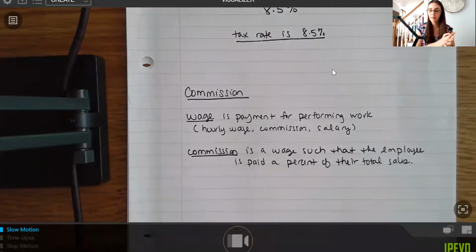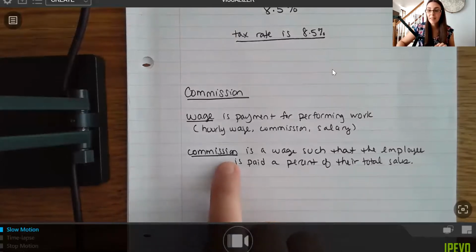Others may have a higher salary, but a smaller commission percent, and so on. So it's just another way that you can earn some money. And if you're going to take a job for a position, it is something to think about if you are a good salesperson and if you can sell items. I'm going to be honest, that is not for me.